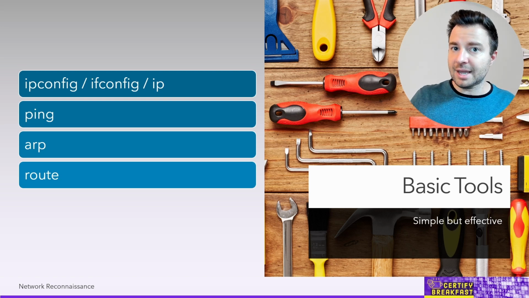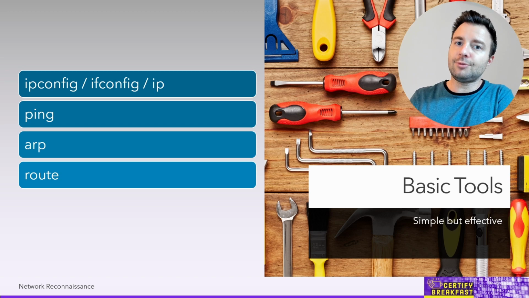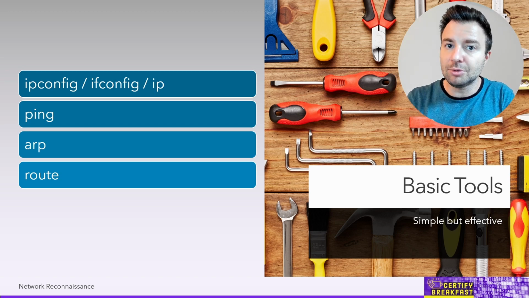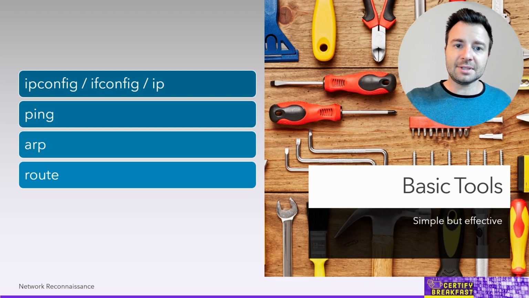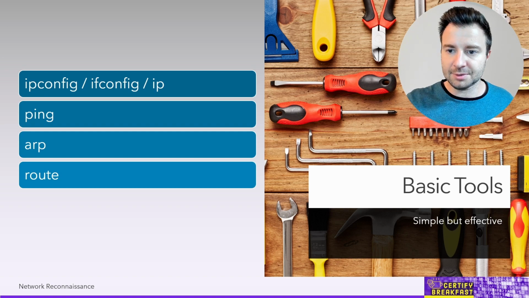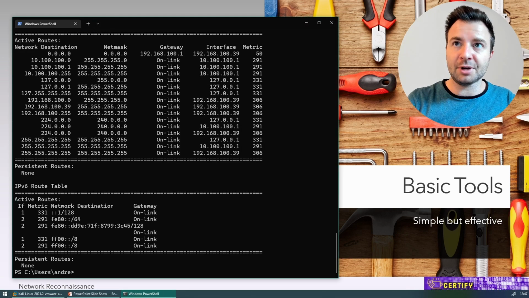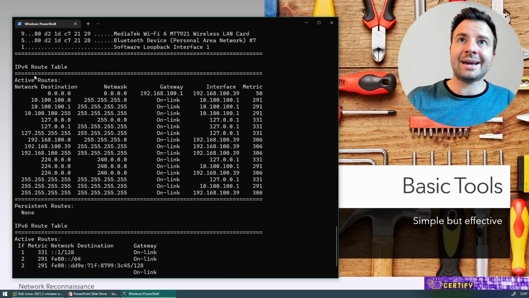We don't know exactly, but we know that we should send to the default gateway all the traffic that we don't know how to get to. Now, as I said, we have routing tables on hosts as well. On Windows, with the route print command, we can see the active routes right here.